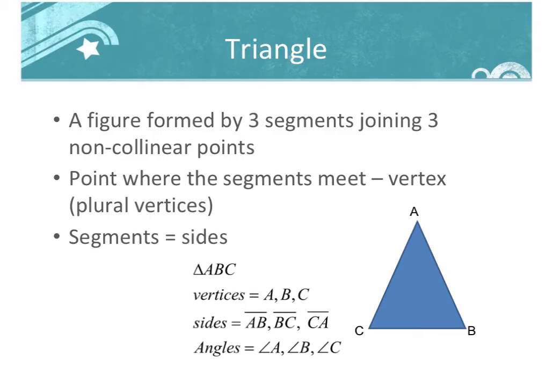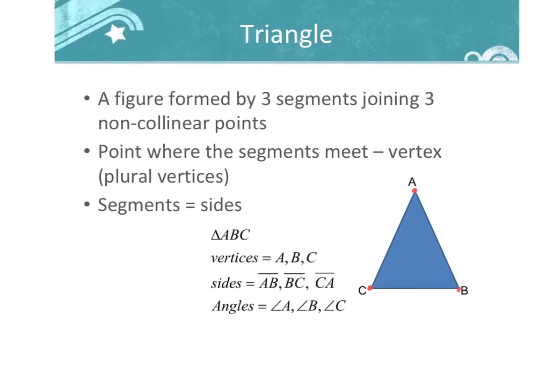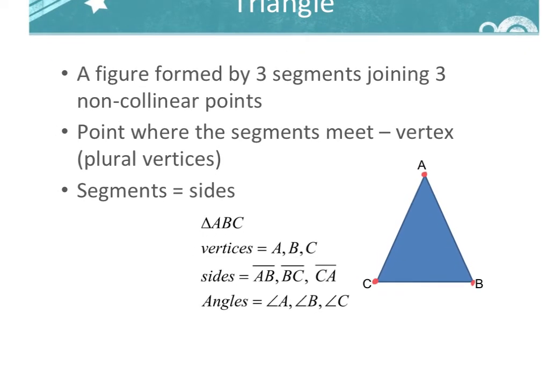All right, so a triangle. A triangle is a figure formed by three segments joining three non-collinear points. The points where the segments meet, for example, A, C, and B, are called our vertices, and the segments are the sides. So we've got triangle ABC, its vertices are A, B, and C. Its sides are AB, this side, BC, and CA. And then its angles are angle A, angle B, and angle C.